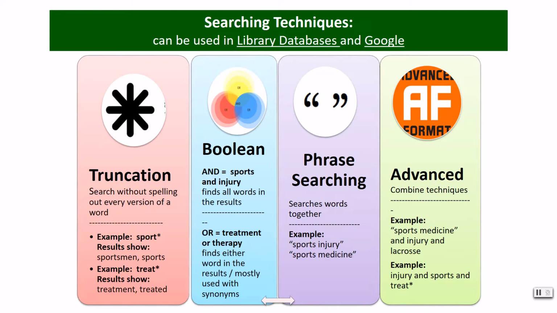Next, we have phrase searching, which searches our words together. So in my example, I have sports injury or sports medicine. These quotation marks glue the two words together so that they show up together in your results. It is recommended not to use more than two words in a phrase because that phrase actually has to exist in a journal article, and if it doesn't, you're not going to find what you're looking for. So two words are best.